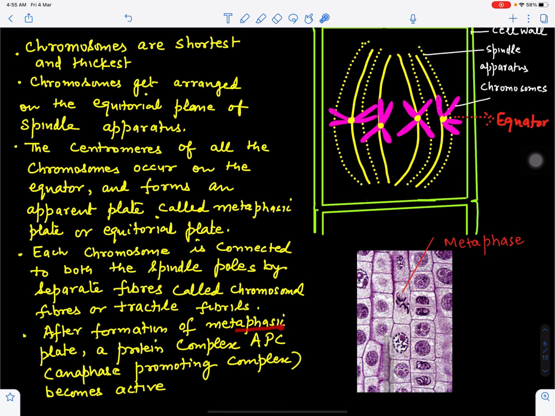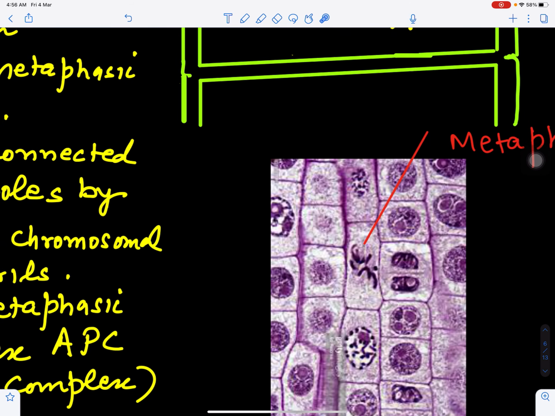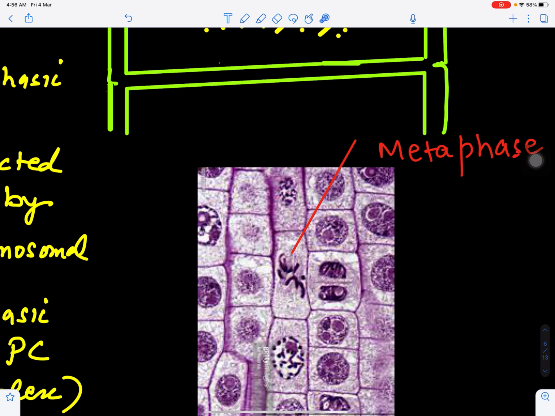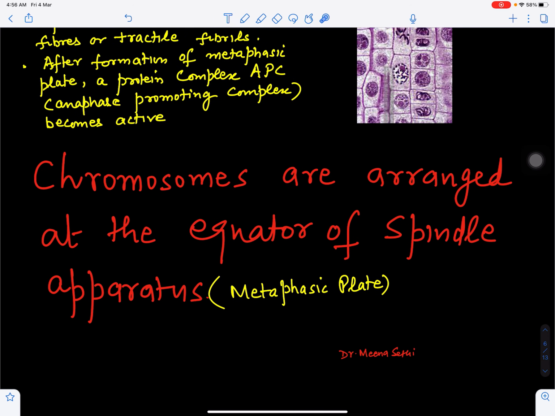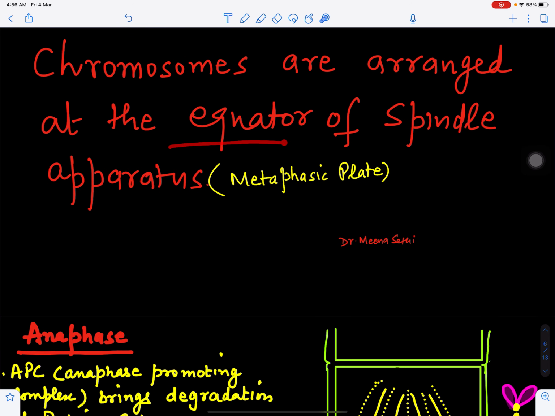Now when this metaphasic plate has been produced, it will start preparing for the next phase of karyokinesis, that is anaphase. A protein complex called the anaphase promoting complex will become active in this phase of metaphase. So this is the diagram, and we can see here this is from the permanent slide. Chromosomes have become short and thick, and they are arranged at the equator of the spindle apparatus, right? So this is the metaphase stage of mitotic cell division. Chromosomes in metaphase are arranged at the equator of the spindle apparatus forming a metaphasic plate.